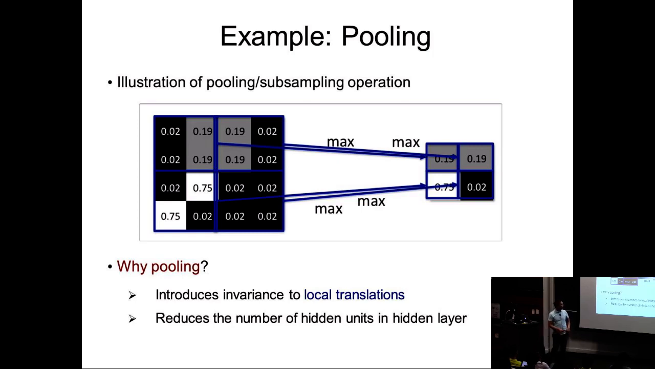So pooling introduces invariance to local transformation. It doesn't really matter whether I'm detecting a feature at this location or this location or this location, right? All I'm saying is that in this neighborhood, I'm detecting the feature. There's an eye feature here. It also reduces the number of hidden units in a layer.